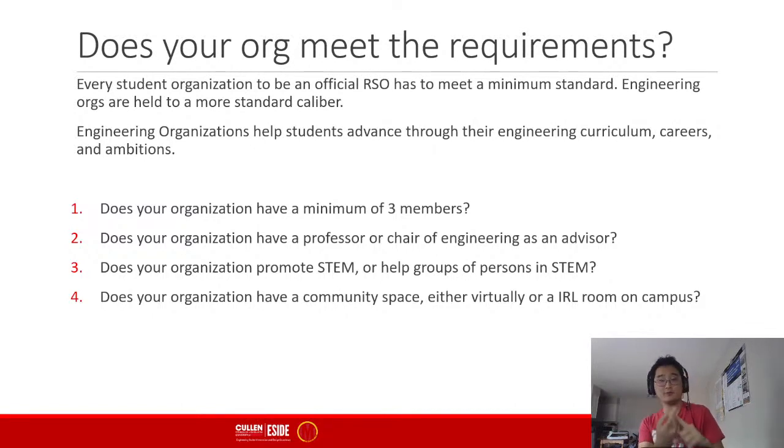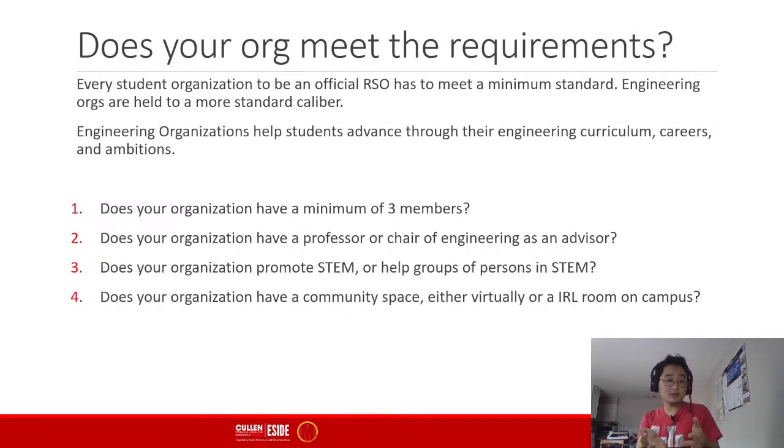The first requirement is that your organization must have a minimum of 3 members. That is a requirement by the Center for Student Involvement. Your organization must have a professor or chair of engineering or technology as an advisor. So if you're looking for an advisor, feel free to reach out to Cougarpaw, or talk to the professors you're taking a class with and ask them to be your advisor. Your organization must provide help for groups of people in STEM, right? Or promote STEM in some sort of way.